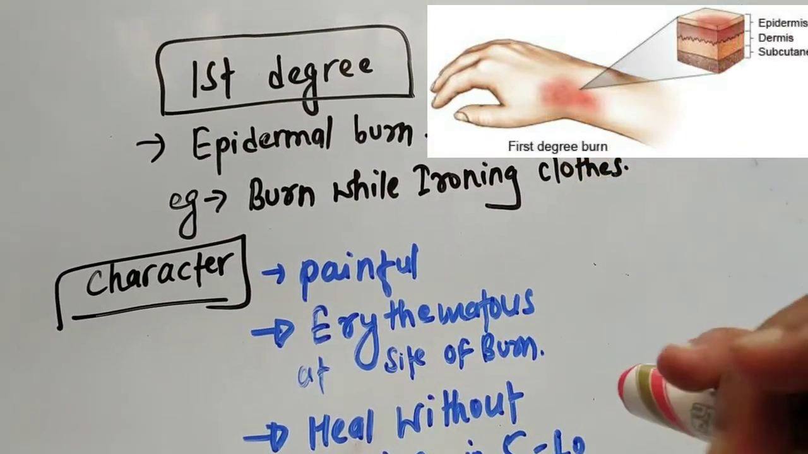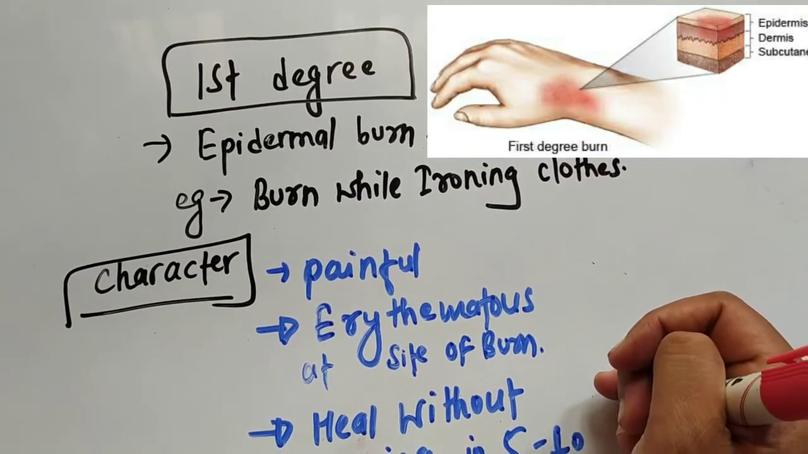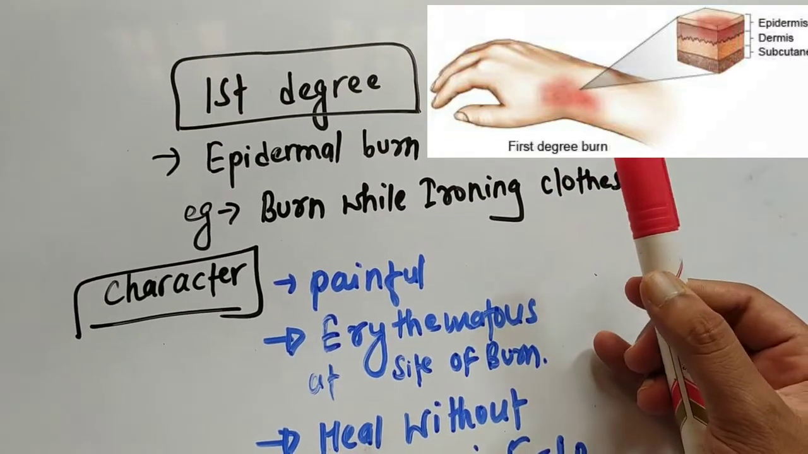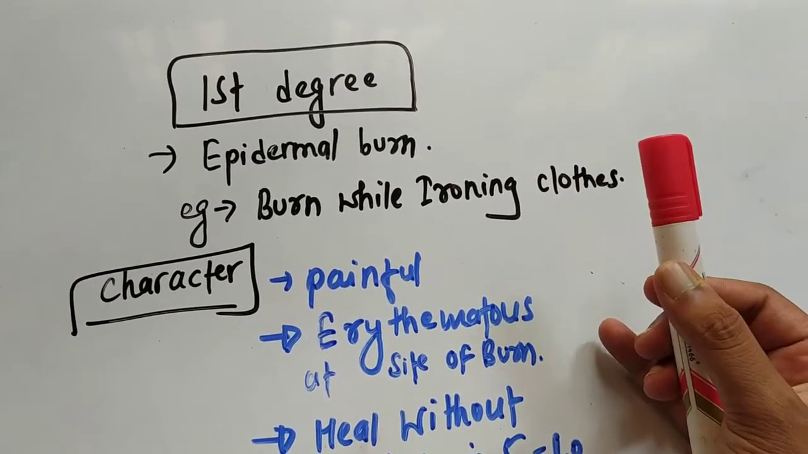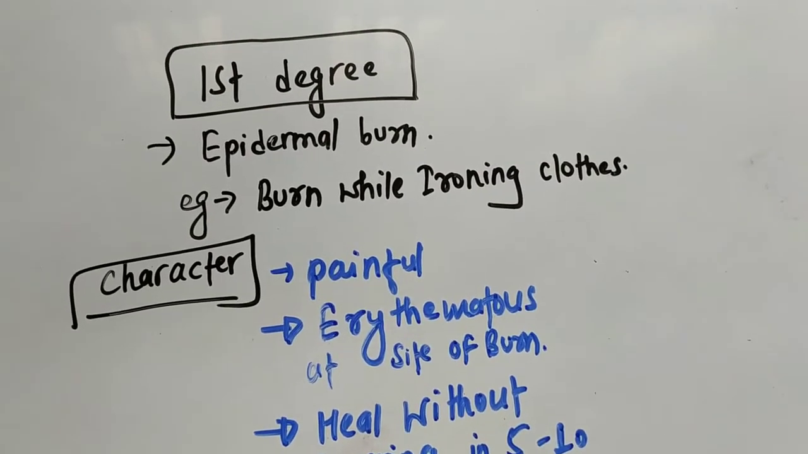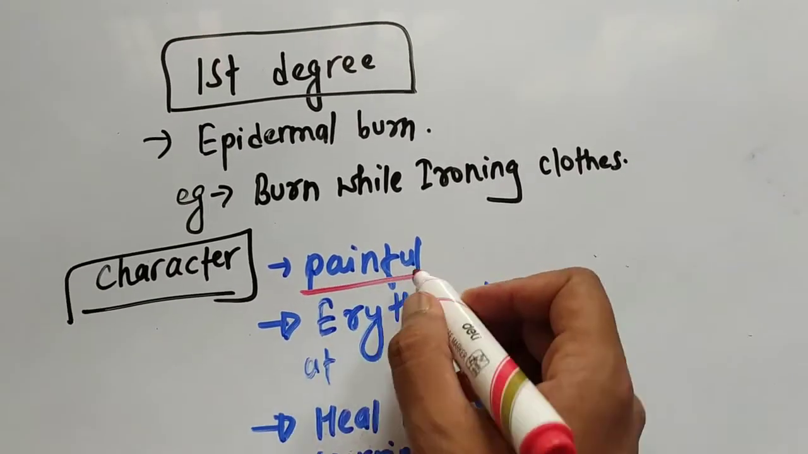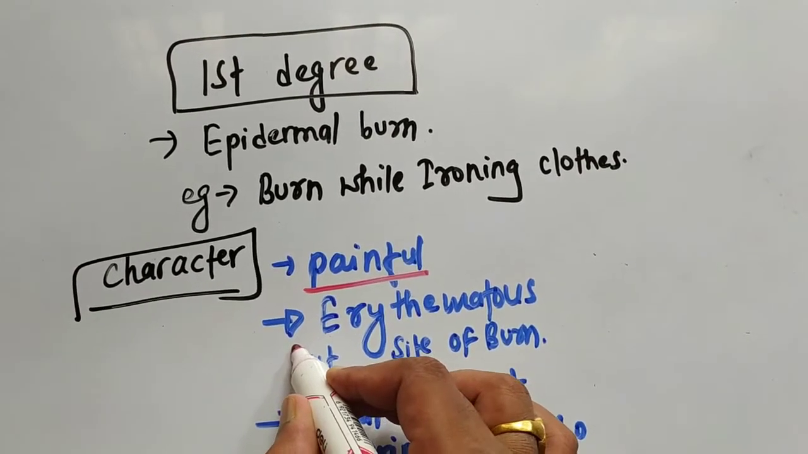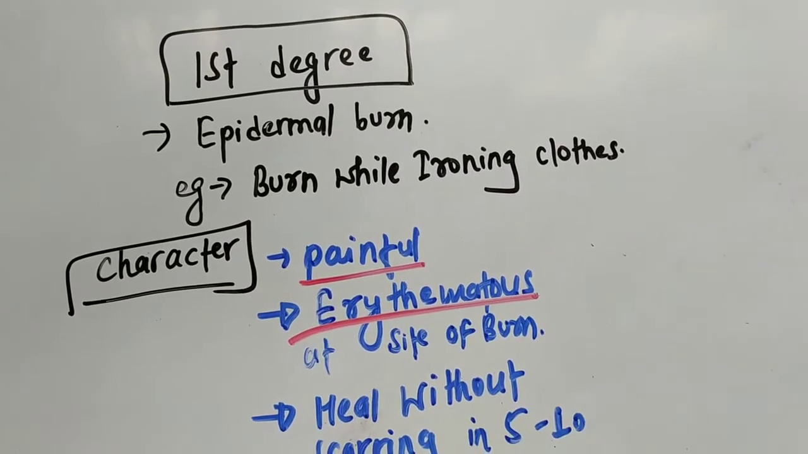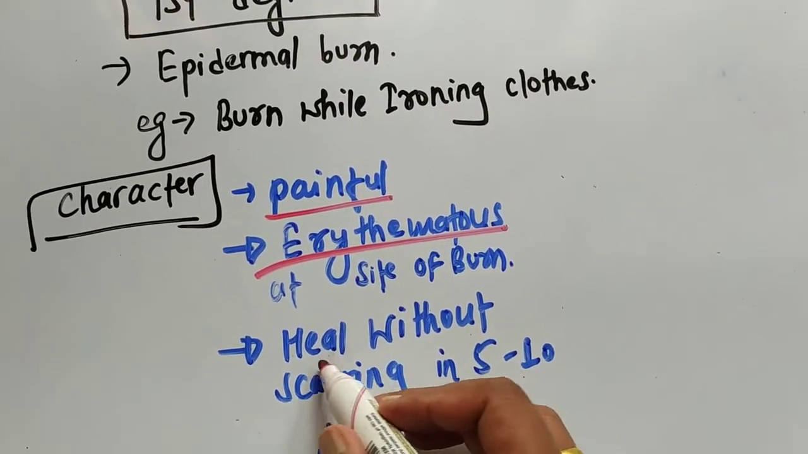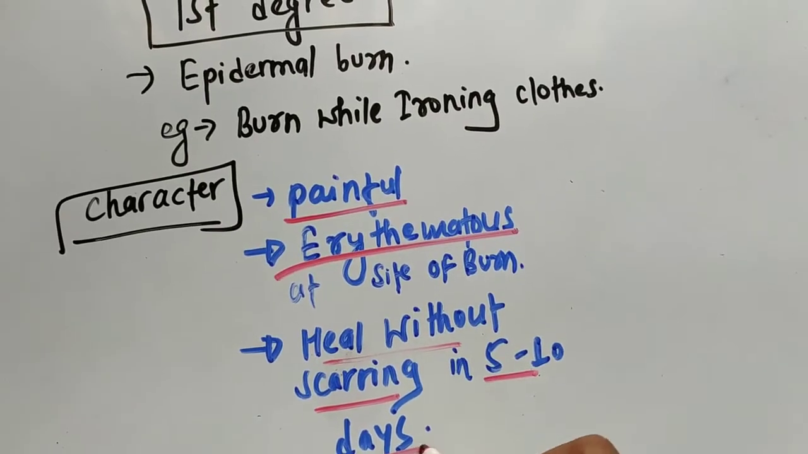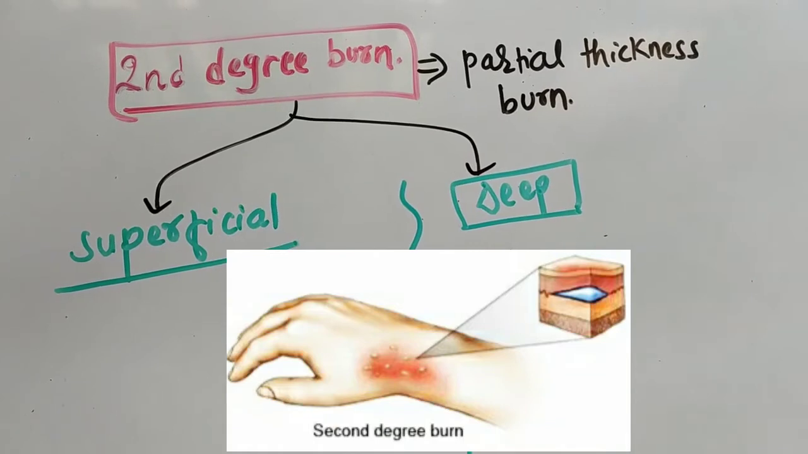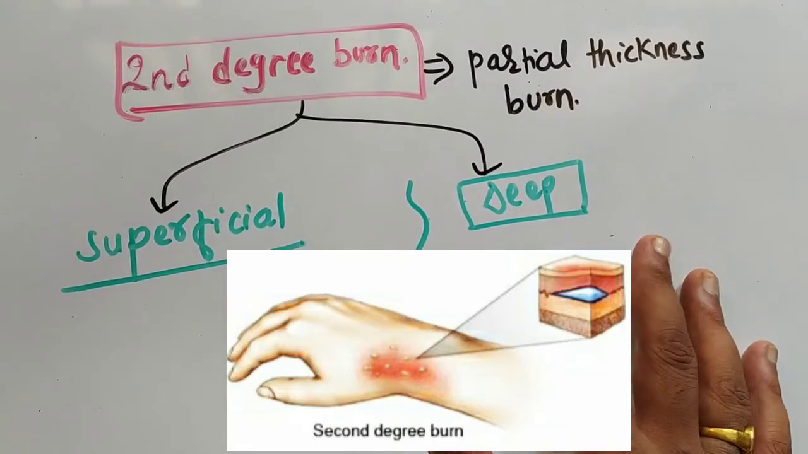So the layer that is involved in this burn is the epidermis, and examples are burn while ironing the clothes, burn while touching the hot cooker. And the character of this burn is it is most painful, and the zone where the burn occurs will look red or pinkish in color due to the erythema, or due to the vasodilation. And this burn heals without scarring in 5 to 10 days. The second degree burn is also known as partial thickness burn, and it is of 2 types, superficial and deep.